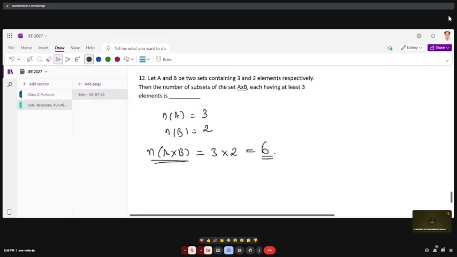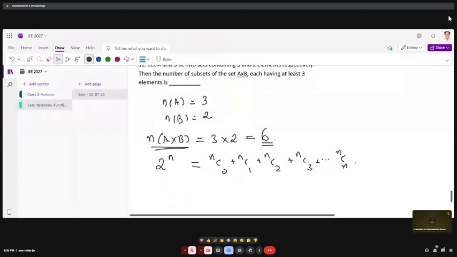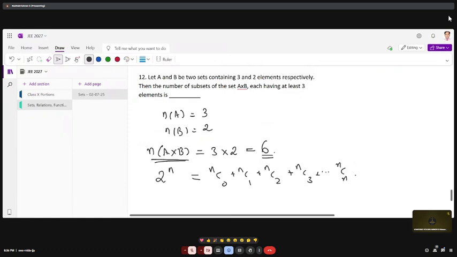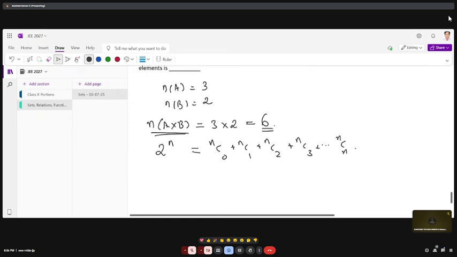But I also said 2 to the power of n is equal to nC0 plus nC1 plus nC2 plus nC3 plus nC4 and so on, because in this case n equal to 6. Right. Now, what are they asking? They're not simply asking the number of subsets, but the number of subsets each having at least 3 elements. Okay. So here n equal to 6. Let us put n equal to 6.